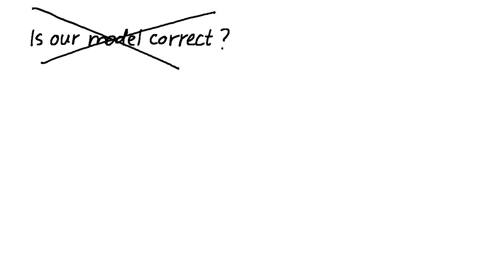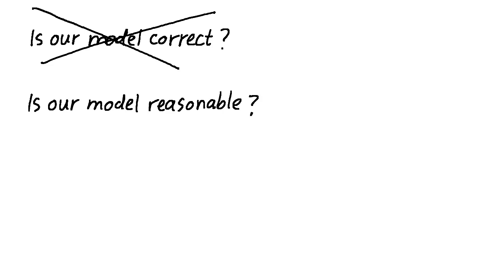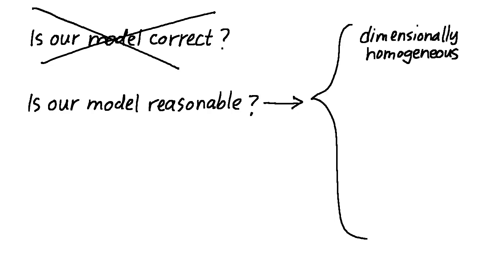All models are in some sense wrong by virtue of the fact that they strip away certain elements of reality. A better question might be, is the model reasonable? Arguably, the answer to this question is yes, the model is reasonable insofar as it's dimensionally homogeneous. A dimensionally homogeneous mathematical model is one whose terms have the same units. It doesn't make sense to add apples and oranges, and so we should be skeptical of mathematical models that do this. That is to say, we should be skeptical of a model whose terms have mismatched units, i.e., models that are not dimensionally homogeneous.